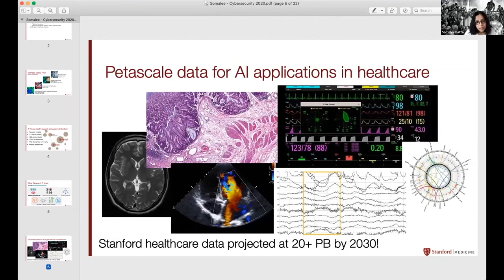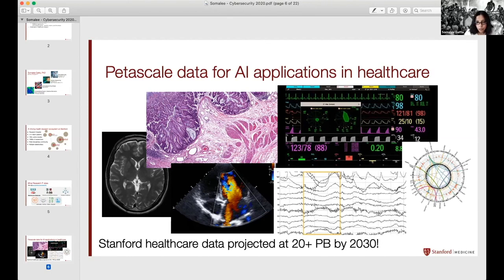What makes the area of healthcare research interesting now is that we have a huge amount of data in our healthcare systems. It is projected to grow to about 20 petabytes by the year 2030. This is not just the raw data that's at the hospital. The hospital data is going to be far larger, much larger. This is the conservative estimate of the data that will be accessible to our researchers.